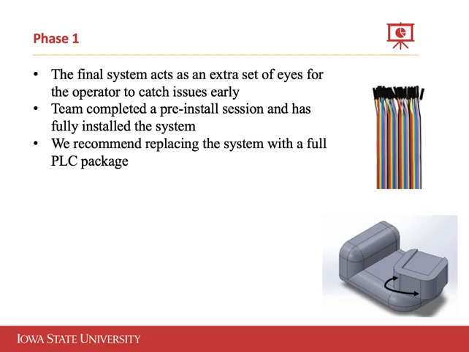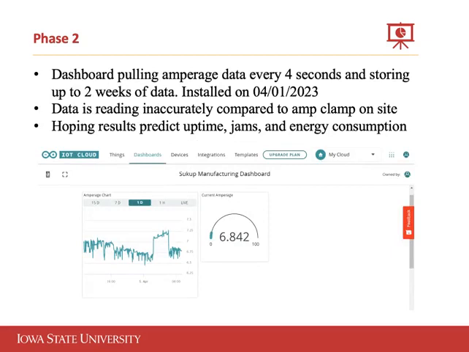And now we are moving on to phase 2. All right, so the results for phase 2. The system was installed at Sukup on April 1st, and we gathered around a week's worth of data, but we noticed that the data was very inaccurate. What was going on was it was reading around 6 to 7 amps consistently.